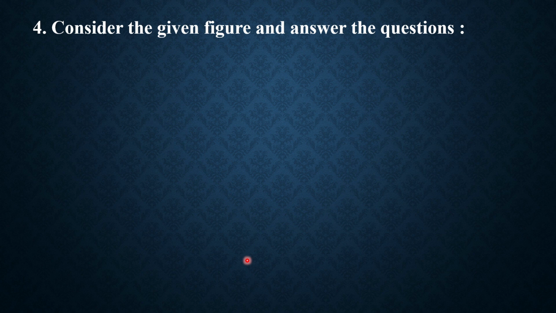So next, consider the given figure and answer the questions. Here we are going to analyze the figure and answer the given questions. Here is the diagram, it looks like a star. First we see that everywhere it is closed, and everywhere only line segments have been used. Now we have observed the given figure, so based on this we are going to answer the questions.